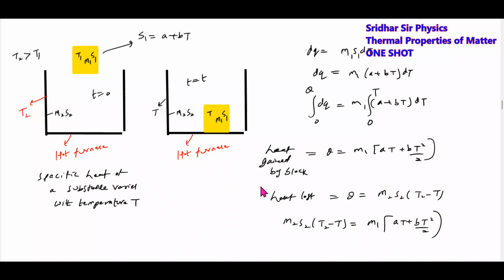Like this, the specific heat of a substance can vary, sorry, can vary with the temperature. What is the T? T is the temperature. Small ideas, very, very important.